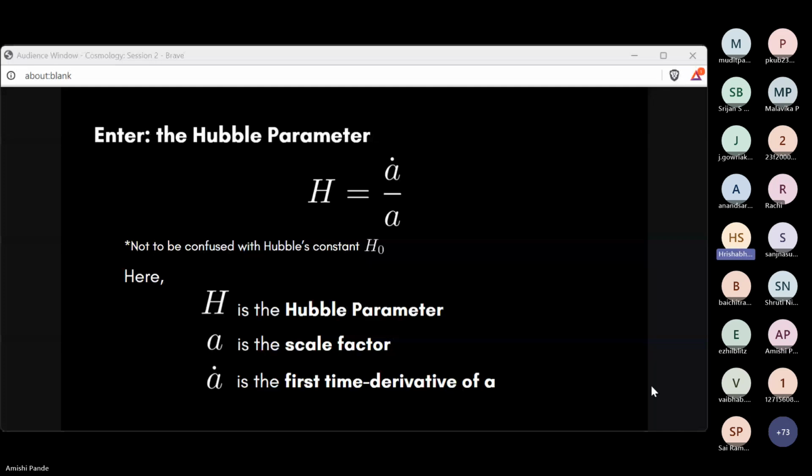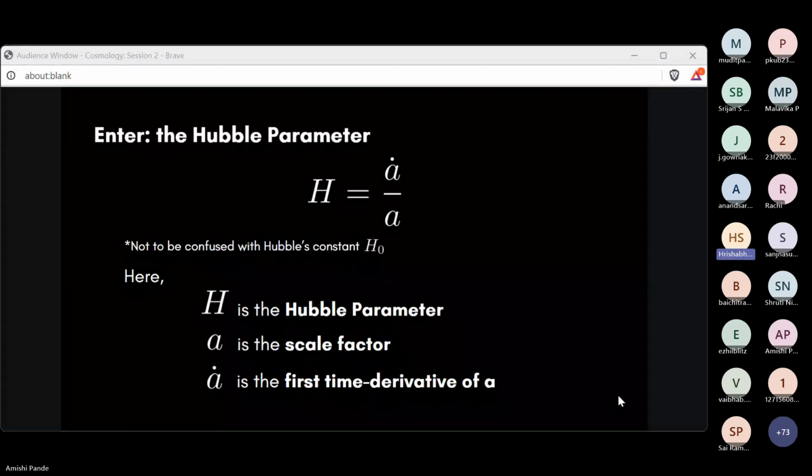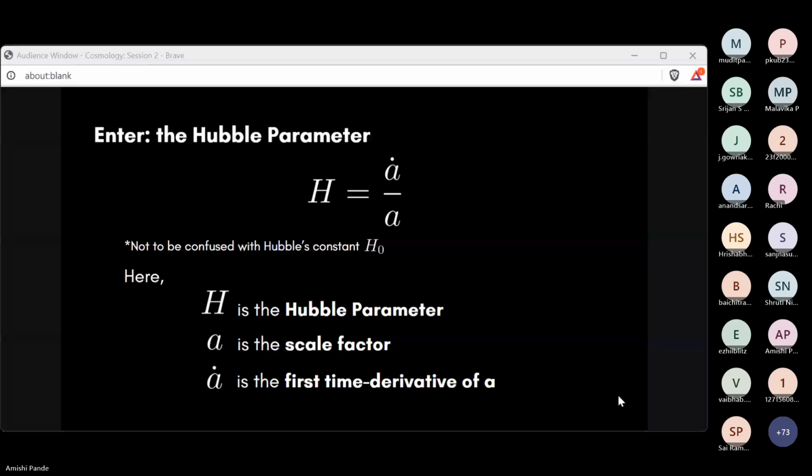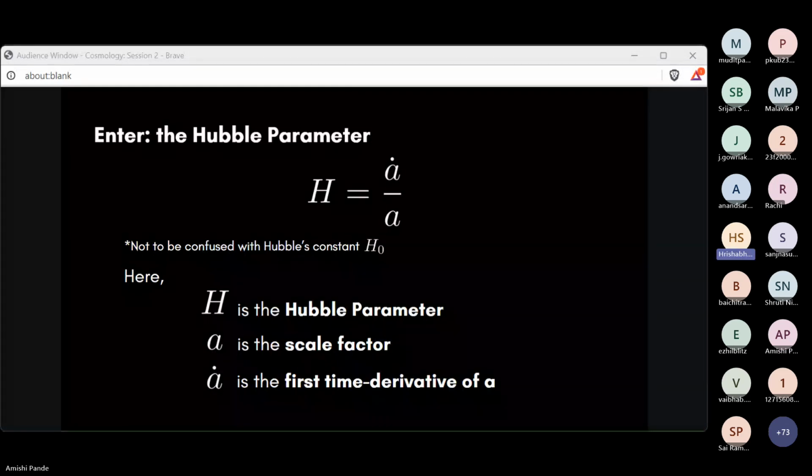Yeah. And that is where we define something called the Hubble parameter, H. And the definition of H is again very important in everything we do in cosmology.